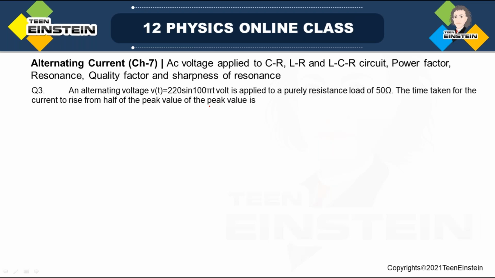So an alternating voltage is applied, so that V of t is given. This is the time varying voltage, and a purely resistive circuit, they are connected in a circuit. We have to find out the time when the current reaches half of the peak value. Let us write the options first.